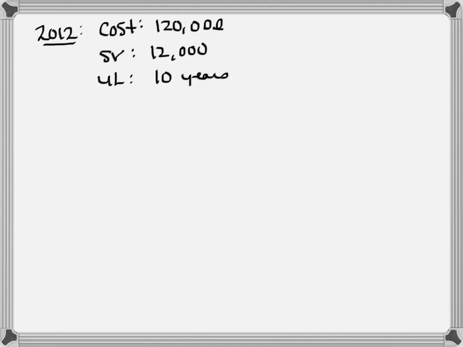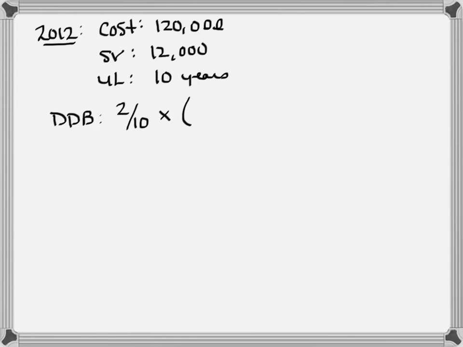So let's look at this. Remember there's 3 things we need. We need to know the cost, the salvage value, and the useful life. The cost here is $120,000. The salvage value we said is $12,000. And the useful life is 10 years. So let's look at the formula for double declining balance.